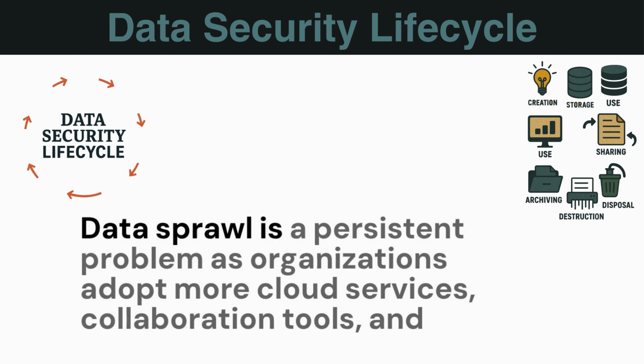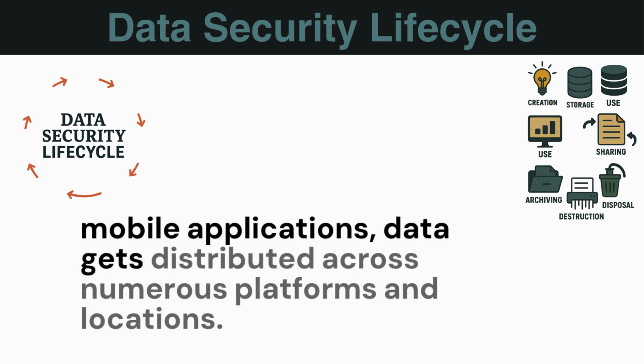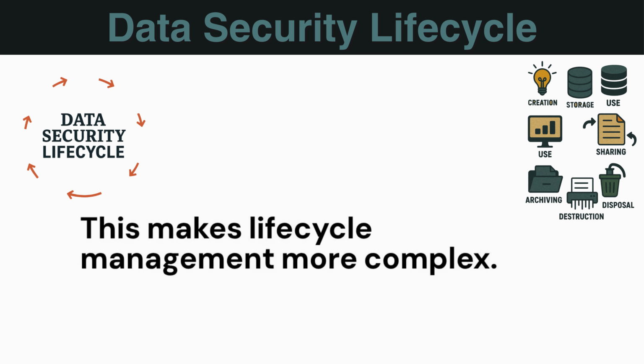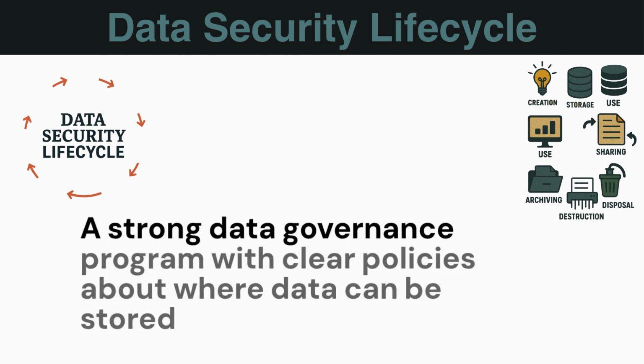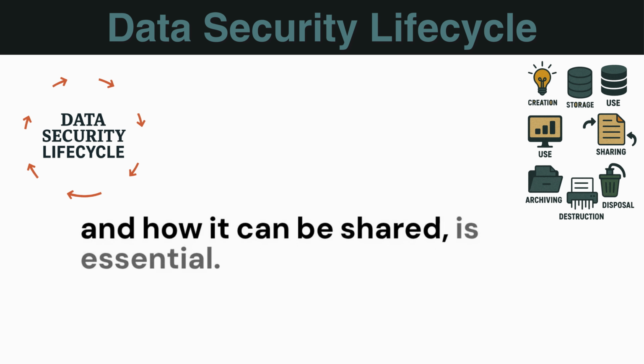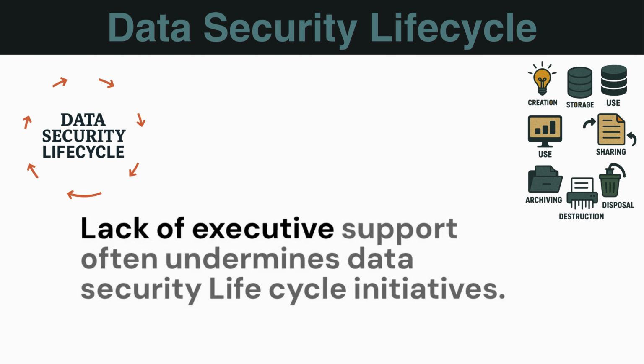Data sprawl is a persistent problem. As organizations adopt more cloud services, collaboration tools, and mobile applications, data gets distributed across numerous platforms and locations. This makes lifecycle management more complex. A strong data governance program with clear policies about where data can be stored and how it can be shared is essential.